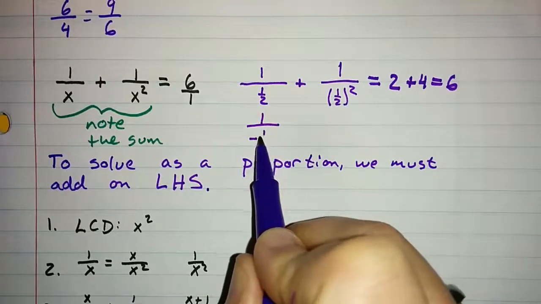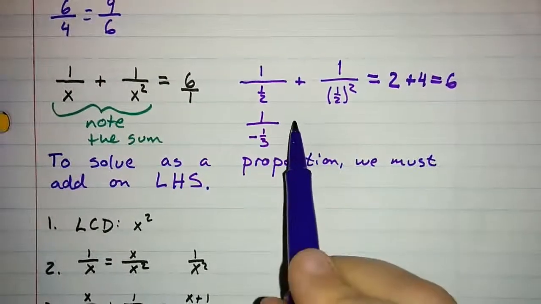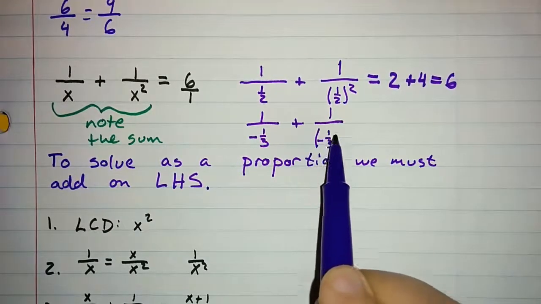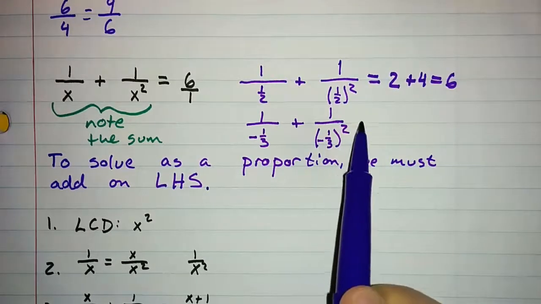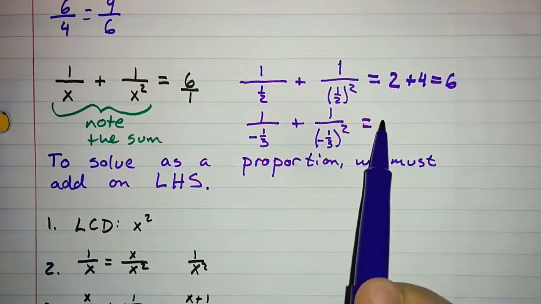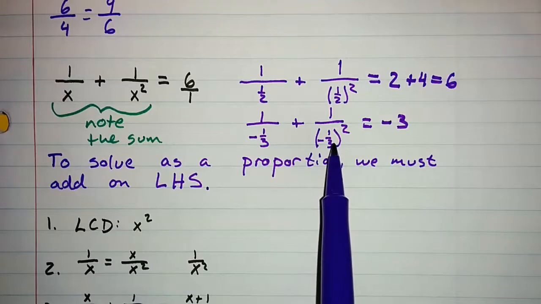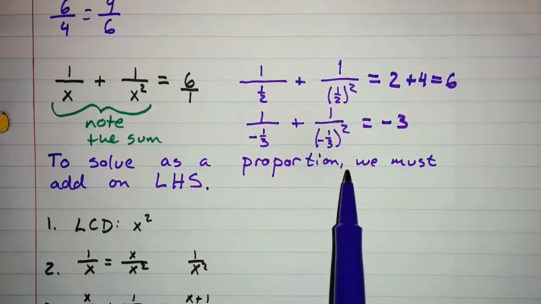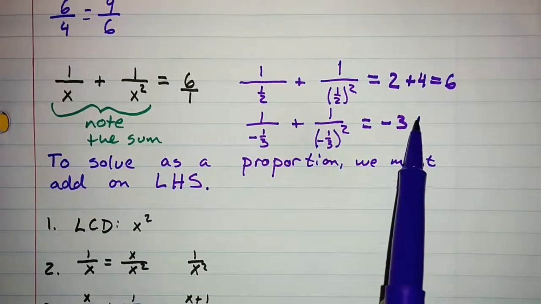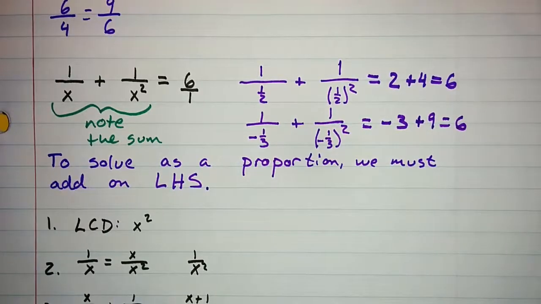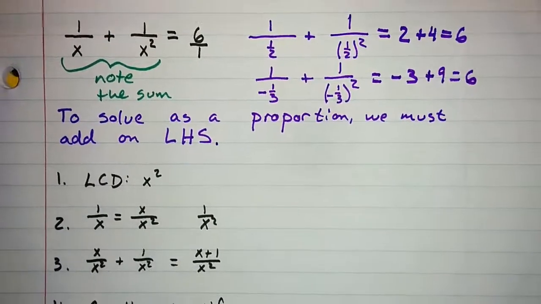1 over negative 1/3 plus 1 over negative 1/3 squared. 1 over negative 1/3 is negative 3. Negative 1/3 squared is positive 1/9. 1 over 1/9 is plus 9. That equals 6. So those really are solutions.